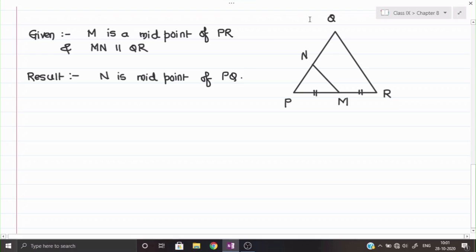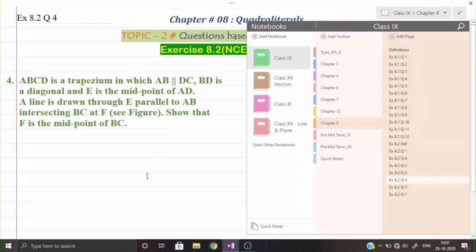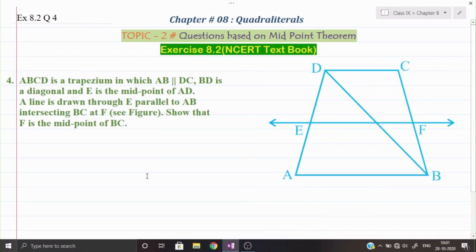Now let us see the first question based on the converse of the midpoint theorem. In exercise 8.2 we have only 3 questions remaining: question number 4, 5 and 7. So let us see question number 4.